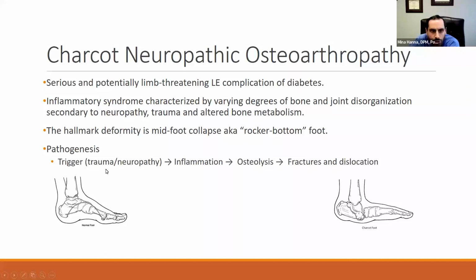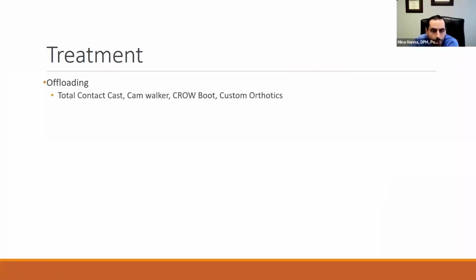Typically it starts with trauma, with neuropathy, then inflammation, then osteolysis, which means fragmentation of the bone, and then fractures and dislocation. And so the treatment, like I said, is offloading. Typically you want to offload the patient for at least 3 months to allow them to heal. We could do that with a total contact cast or a cam walker boot. A CROW boot is a specific type of walker for Charcot. And then we can do custom orthotics. Typically we would offload the patient with the boot for 3 months, taking serial x-rays to make sure that the bone fragments and fractures are healing properly.